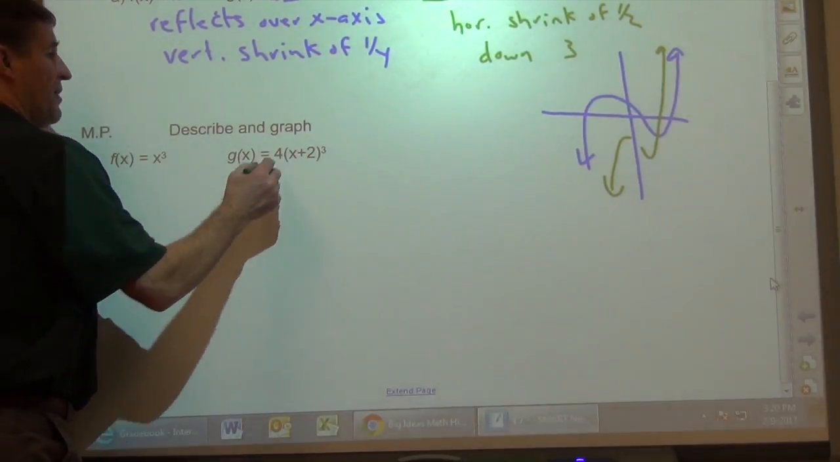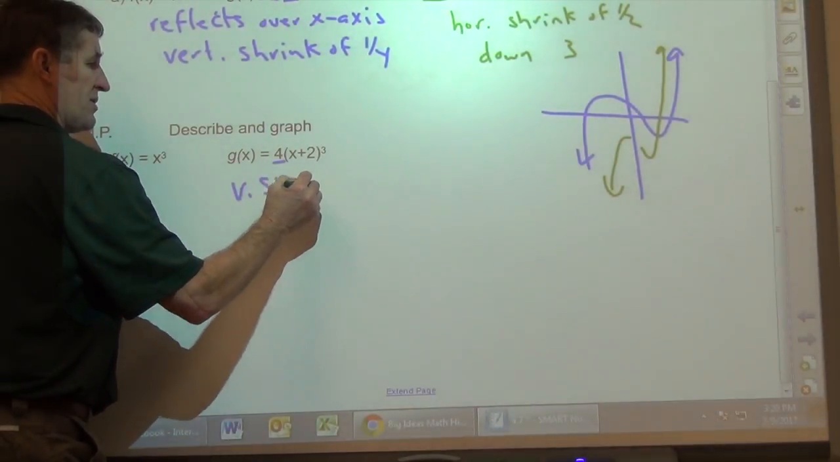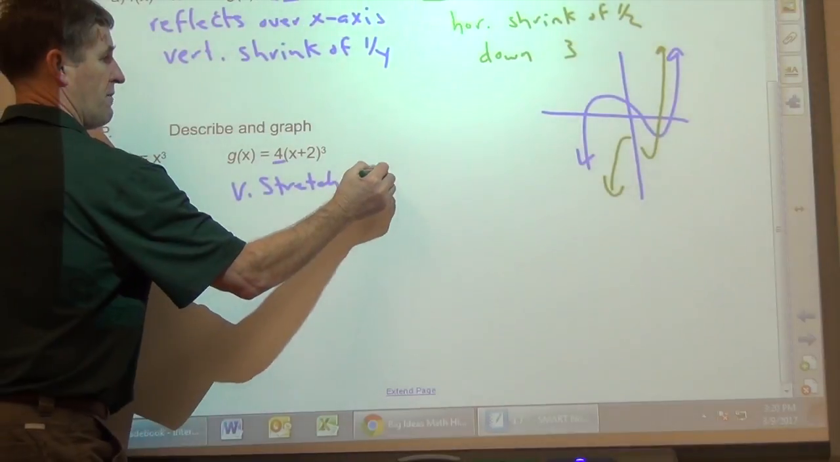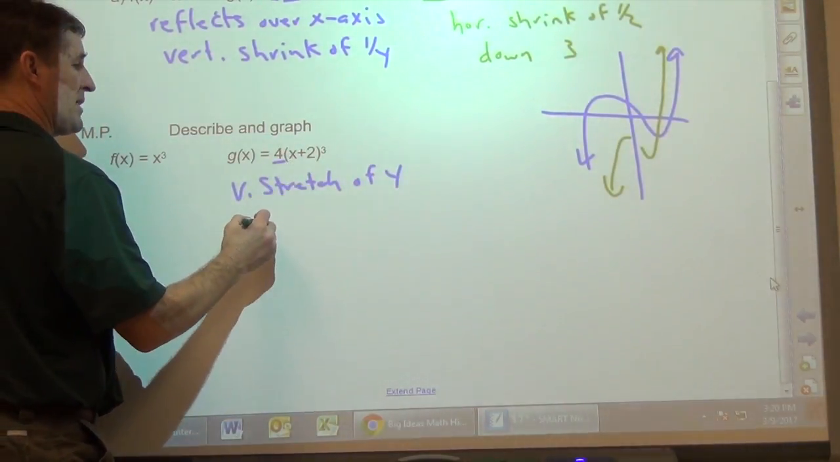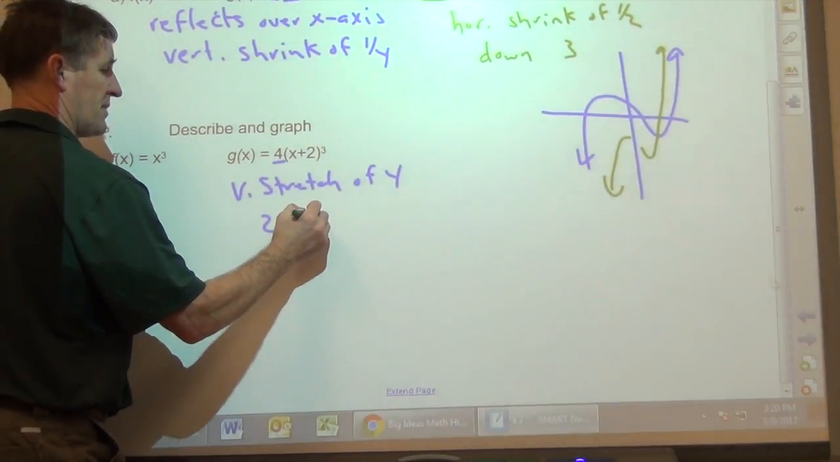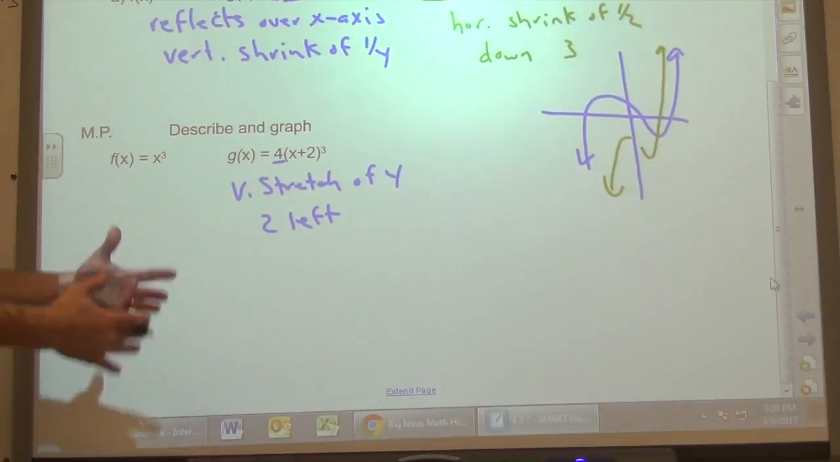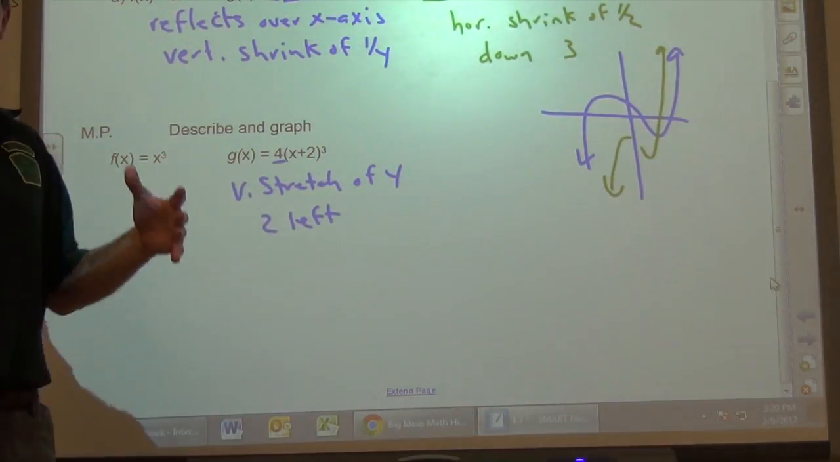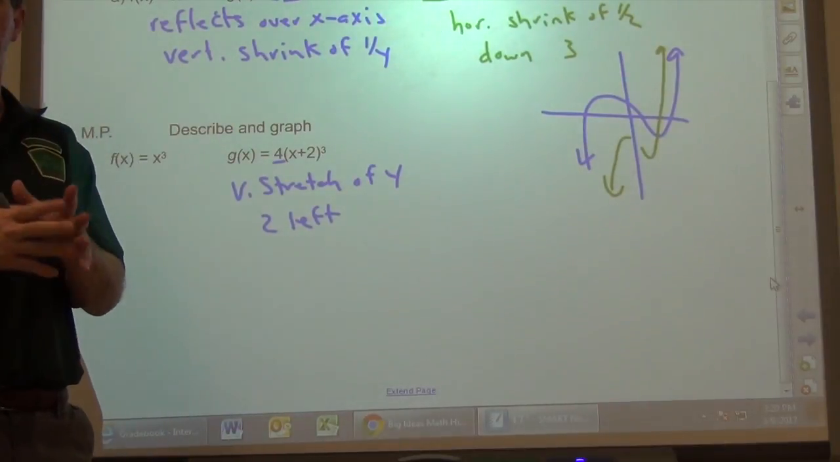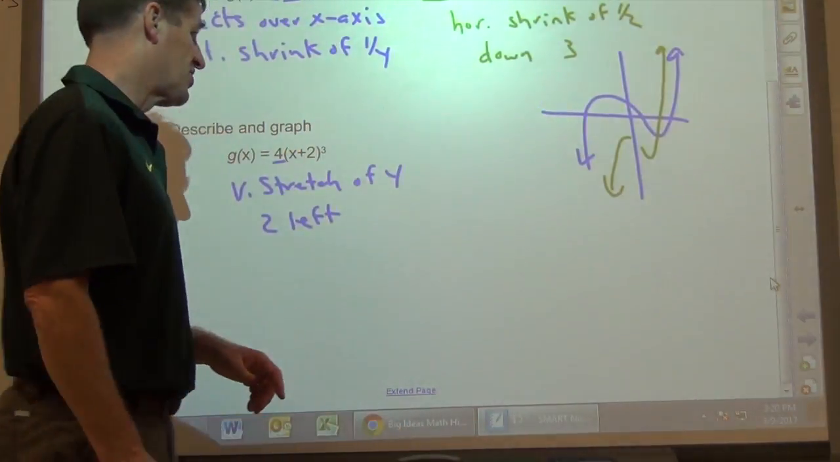So, 4 is outside, so vertical stretch of 4. The 2 is inside, so it's the inverse of that. Plus 2 would be -2, so 2 left. And that would be it. Okay? So if you were to graph it again, it would get thinner and move 2 to the left. So as long as we understand the transformations from before, fairly easy. And you can always refer back to that chart on page 206.